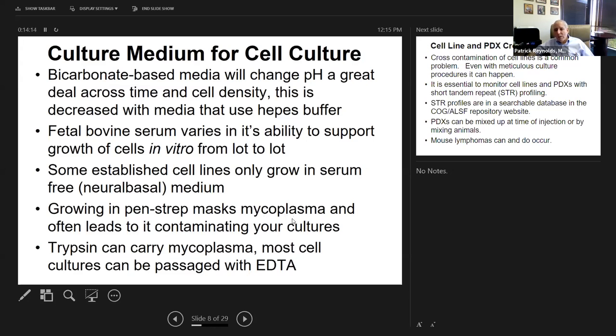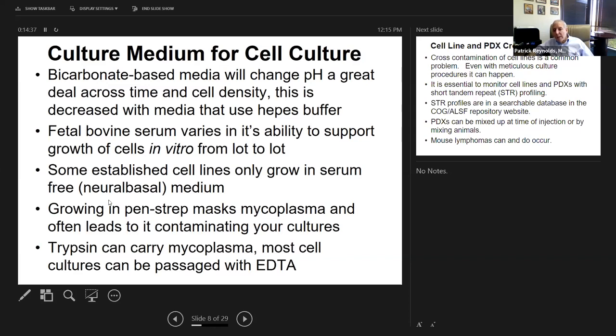It forces people to be very careful with their culture conditions. And so what you're getting is antibiotic free. And we encourage people to go to that for your cell culture because pen strep does change cells, but most importantly, it'll mask this mycoplasma, and you'll pick it up right away if you're antibiotic free. If you're not, it can be there and you won't see it. And then you've got that contaminating your results.